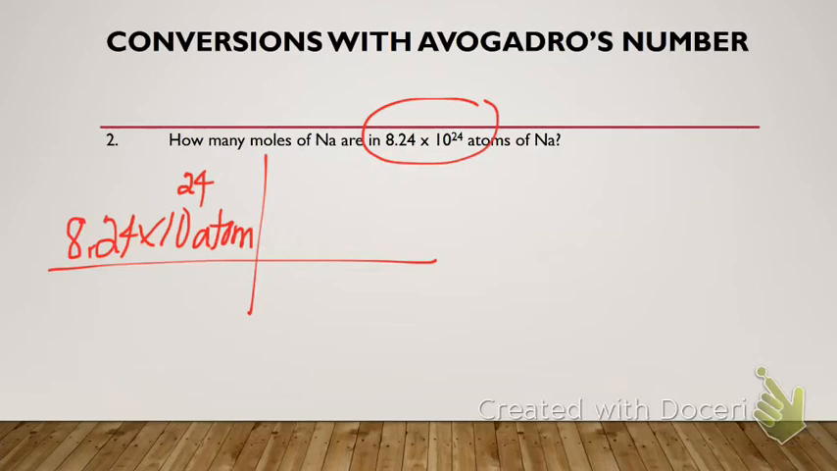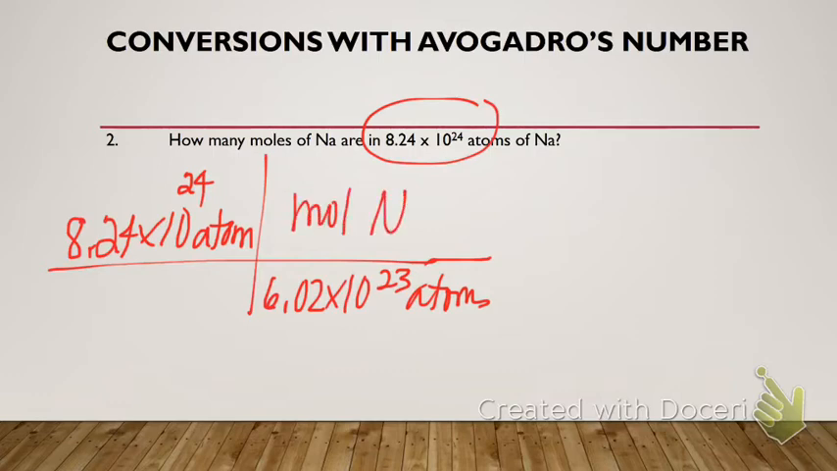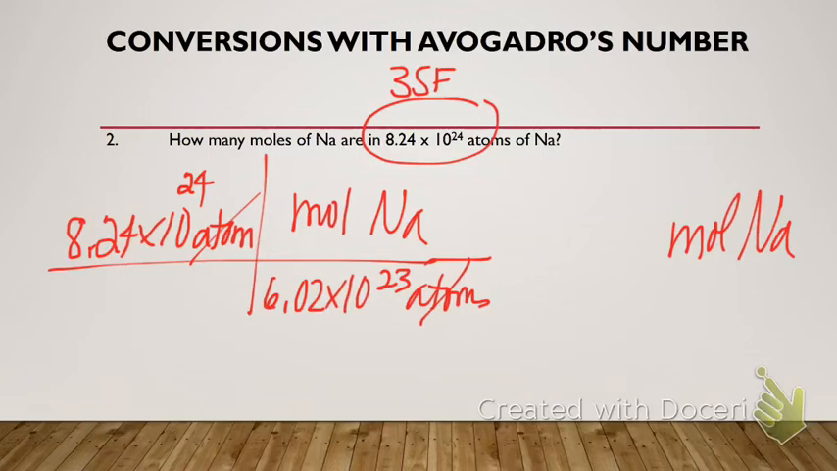Okay? I want to get rid of atoms, so what goes on the bottom? 6.02 times 10 to the 23rd atoms per mole of sodium. So atoms cancel out. I'm going to be left with moles of sodium. Still need 3 sig figs. So what do you get?